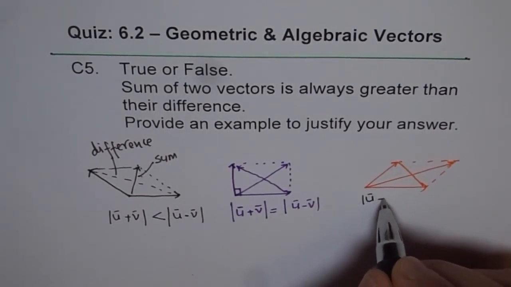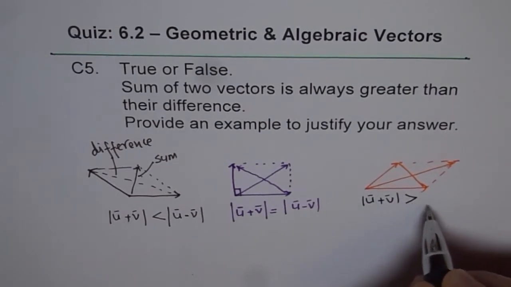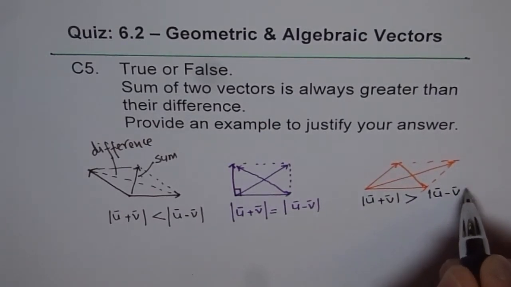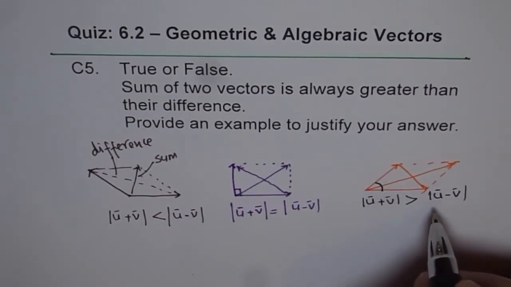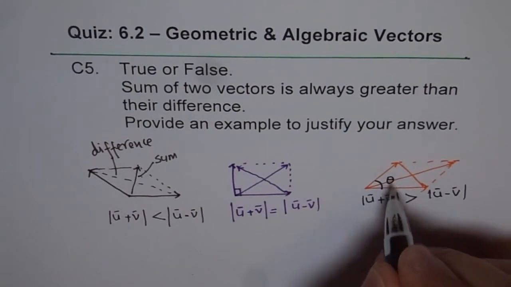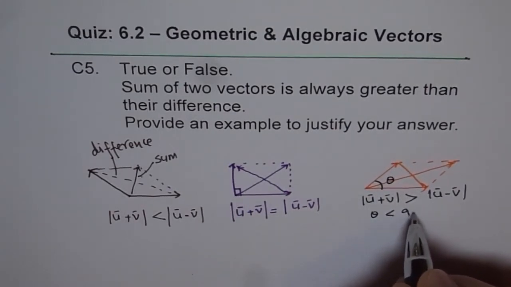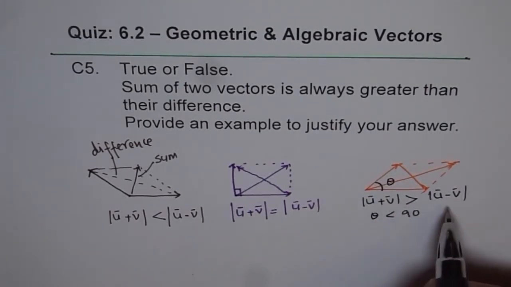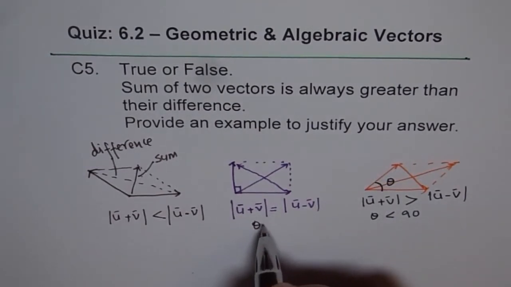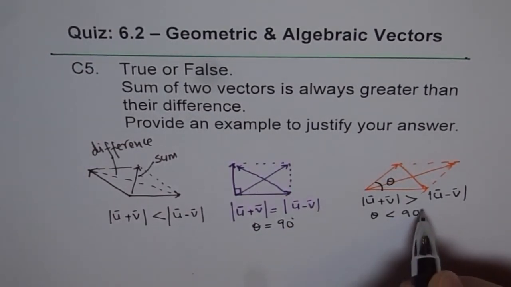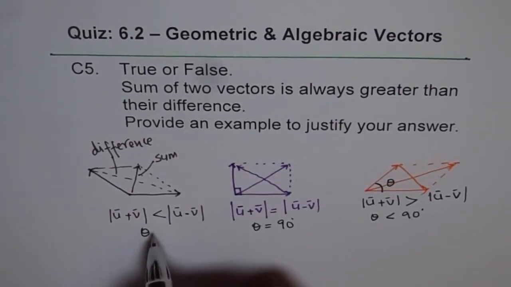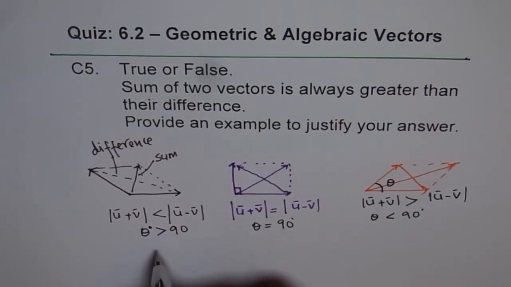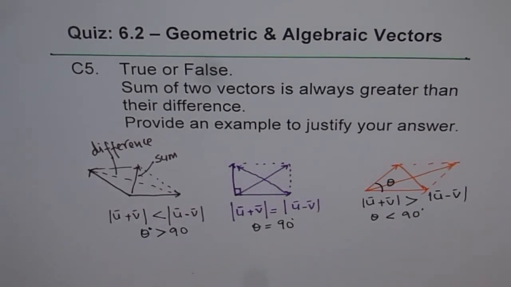So what can you conclude from here? It all depends on the angle between the vectors u and v. If this angle theta is less than 90 degrees, only then the sum is greater. But if angle theta is equal to 90 degrees, in that case, both sum and difference are same. But if theta is greater than 90 degrees, in that case, sum is less than the difference, right? So that is our conclusion, correct?